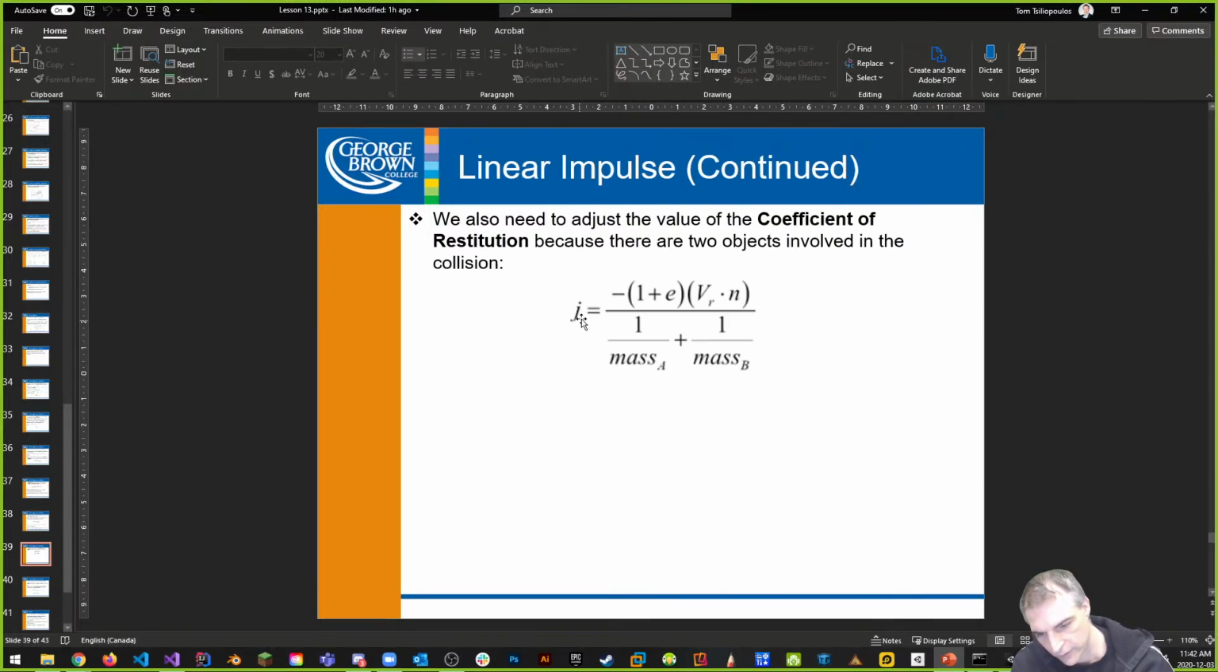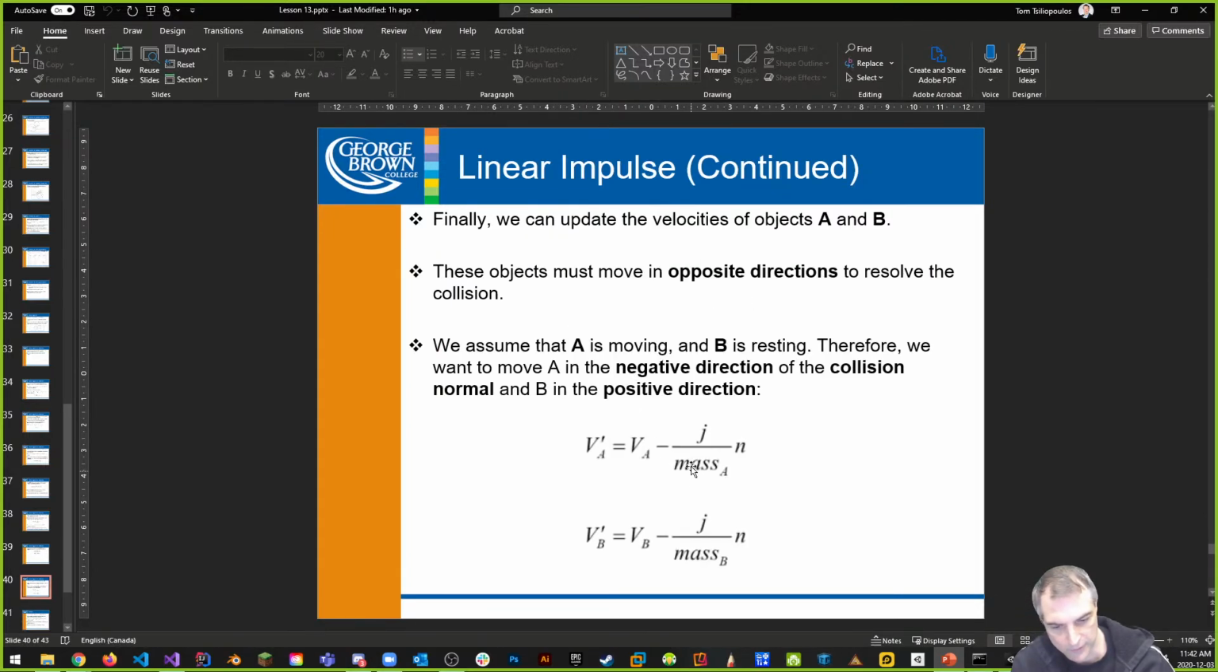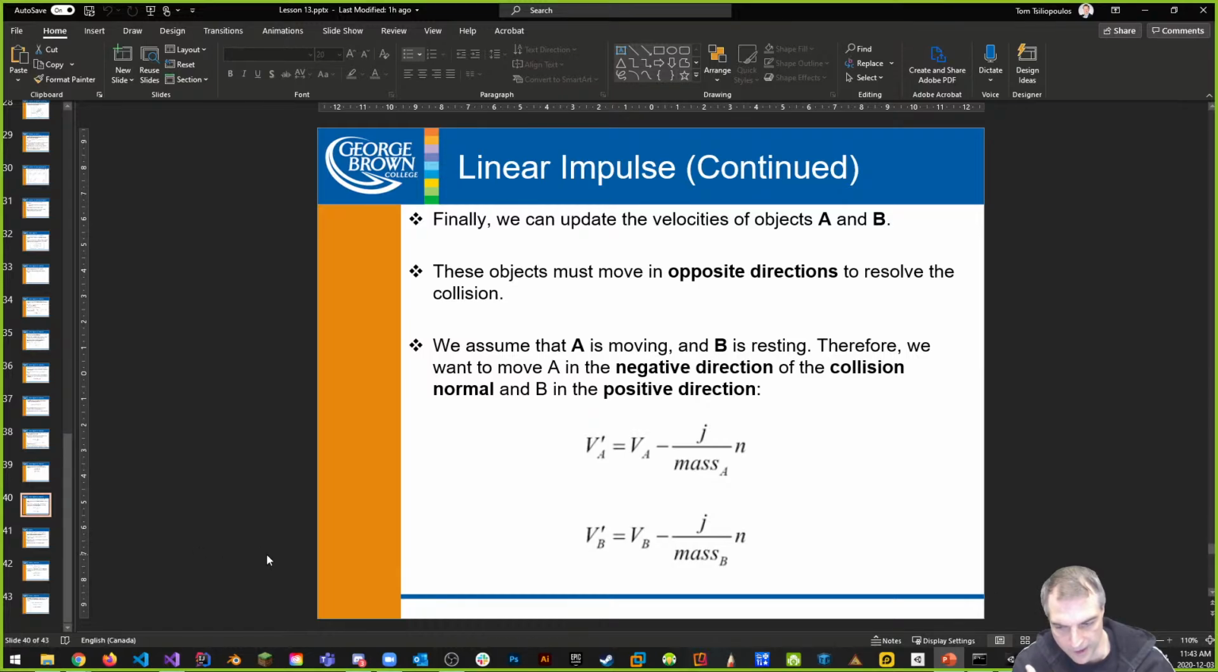Once we figure out the impulse, we can replace our equation with something that looks a lot different. For example, if I want to find the final velocity of A, we take the original velocity of A, subtract the impulse over the mass of A, times the collision normal, whatever that's going to be. The same thing goes for B. So again, linear impulse is something that you should take a look at. It's an important concept, the idea of impulse, which is derived from momentum, obviously.